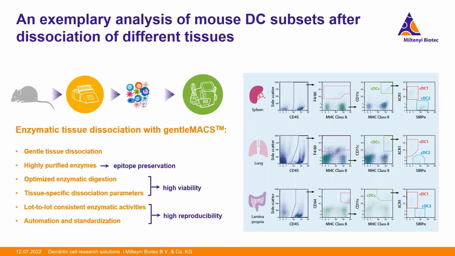This is an exemplary analysis of mouse DC subsets after gentleMACS dissociation of spleen, lung, and lamina propria. So enzymatic tissue dissociation with the gentleMACS is a gentle method to obtain a suspension of single cells for further downstream analysis. The enzymes included in Miltenyi's kit are highly purified to maximize epitope preservation. The enzymatic digestion and tissue-specific mechanical dissociation parameters are optimized to ensure high cell viability and lot-to-lot consistent enzymatic activities, and automation and standardization ensure high reproducibility. So you are well set here.